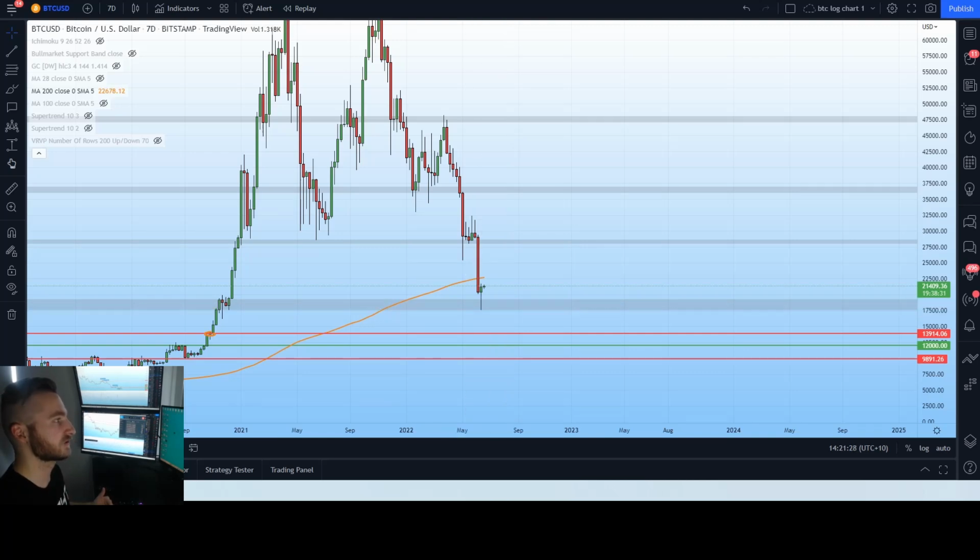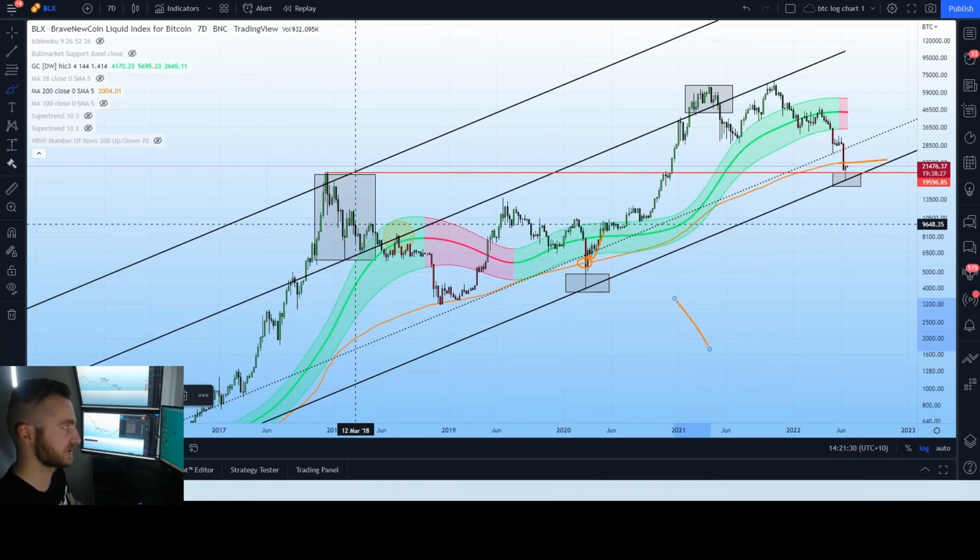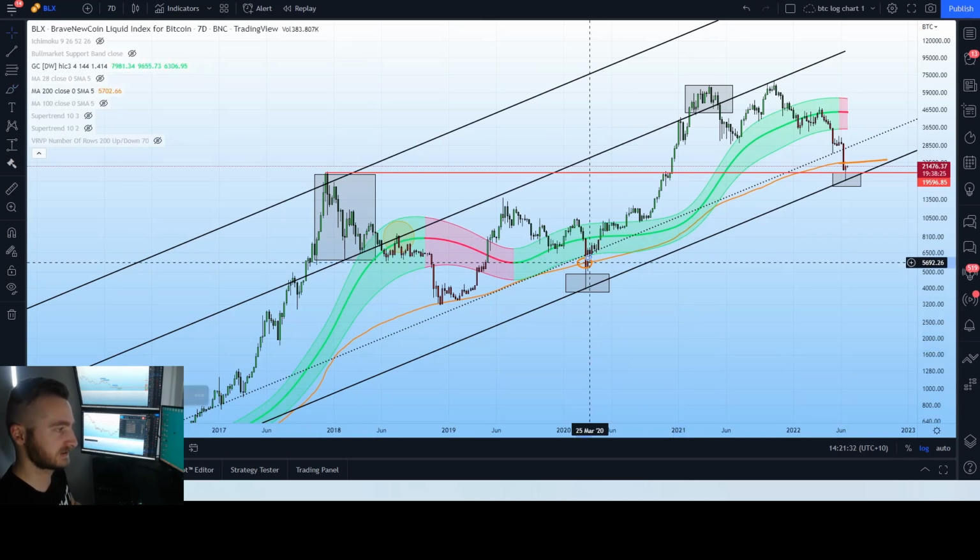And moving on to the log scale chart, this is another chart that has basically predicted everything perfectly since that top.